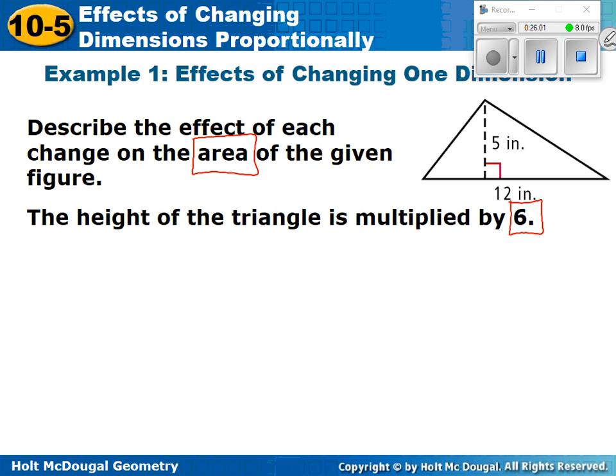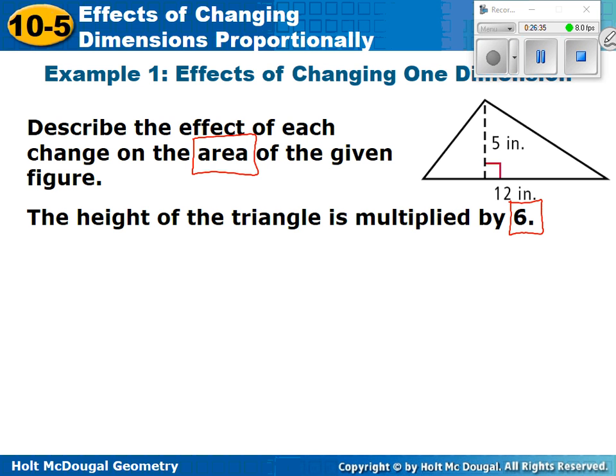Okay, 1/2 base times height, or base times height divided by 2. What did they say that we're going to do to the height in this problem? Multiply it by 6. So instead of h, I'm going to plug in 6h. And since all of these are multiplied, I can just move that 6 out to the front. So really I have 6 times 1/2 base times height.